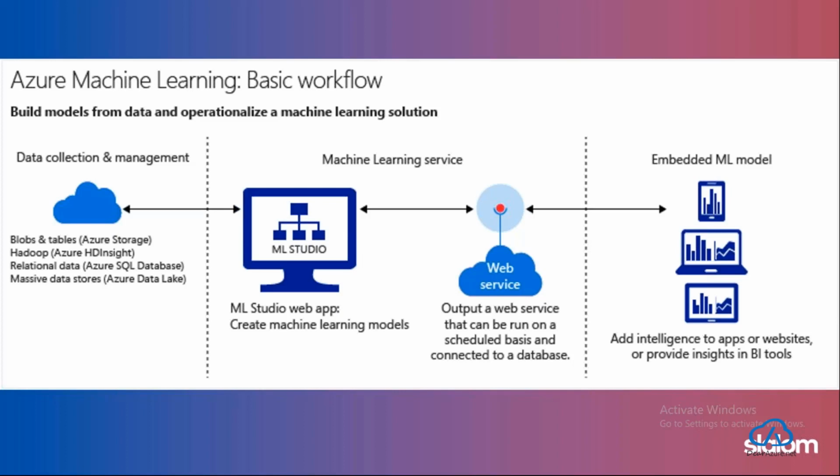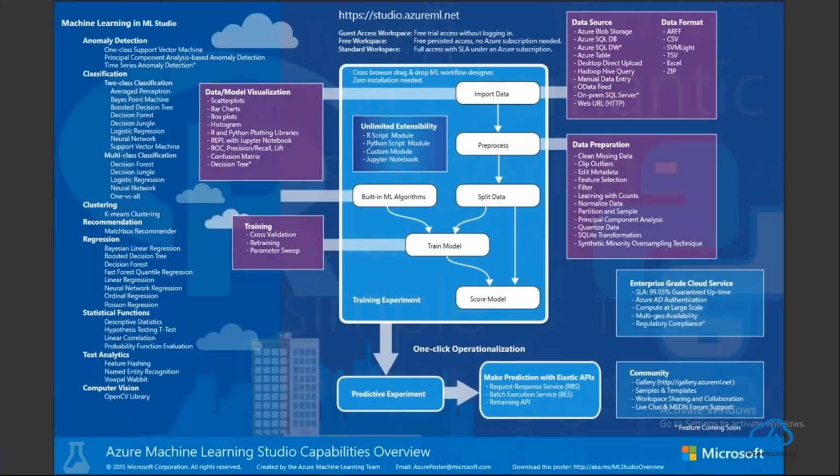So this is the full picture of machine learning. We can say this is the infographic of machine learning and ML Studio. These are the classification, clustering, recommendation, and regression. Everything of machine learning and the Machine Learning Studio features are available on this. This is the Machine Learning Studio capability overview itself.